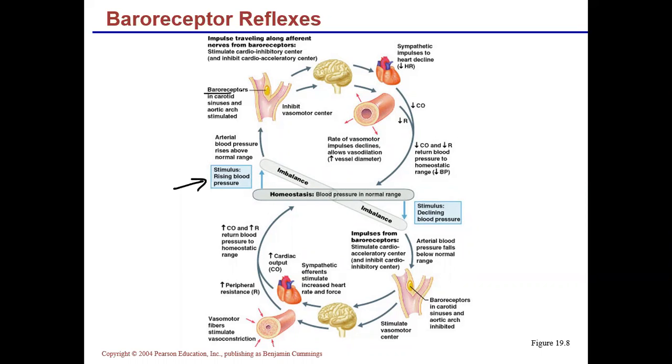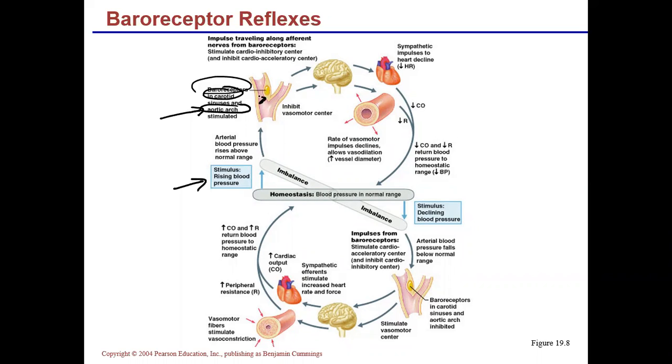Now there is a baroreceptor. So where is the location of these baroreceptors? These are located in the carotid arteries and the aortic arch. So you can see the carotid arteries and the aorta. These are major blood vessels near the heart. It makes sense because you want to detect that pressure early on, because the pressure is the highest there.